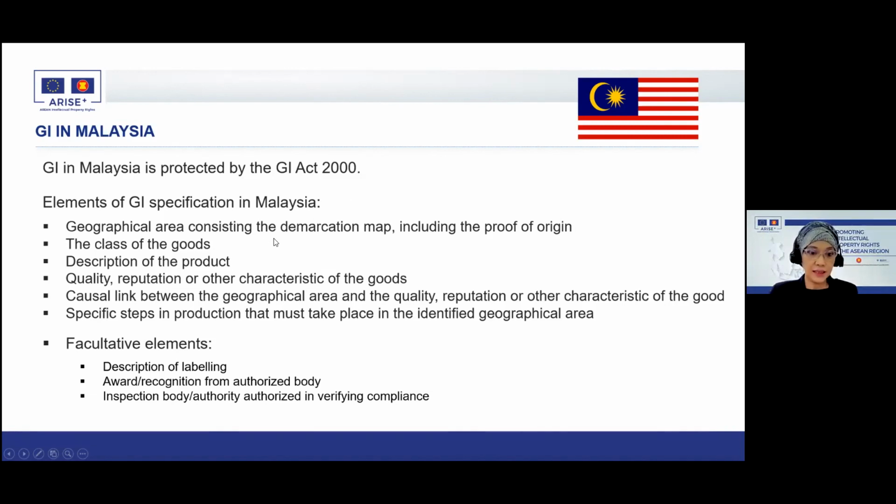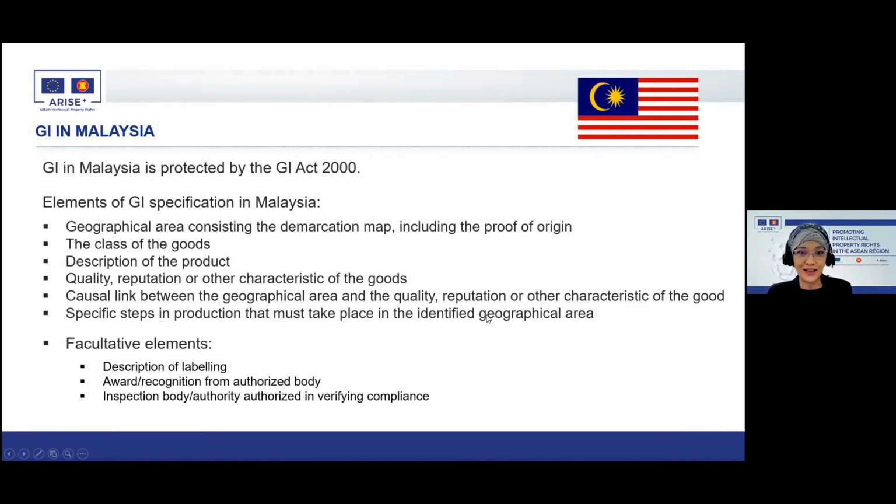Elements of GI specification in Malaysia include geographical area consisting of the demarcation map, including the proof of origin, the class of the goods, descriptions of the product, the quality, reputation, or other characteristic of the goods, and causal link between geographical area and the quality, reputation, or other characteristic of the good. It also includes the specific steps in production that must take place in the identified geographical area.